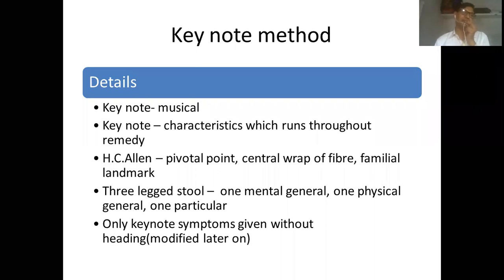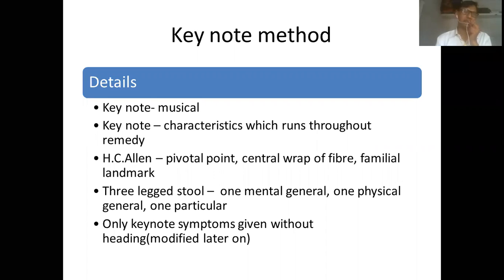The keynote of Arnica montana is that whatever the part, wherever the symptoms are, there is that sensation, that sore, lame, bruised feeling. If you read it under head, there will be a sore, lame, bruised feeling all over the head. If you go to the eye, a sore, lame, bruised feeling in the eye, as if the eyes are beaten. If you go to the chest, a sore, lame, bruised feeling in the chest. Whatever part you go to, the same characteristic runs throughout the remedy. So that is the meaning of keynote in the homeopathic materia medica.